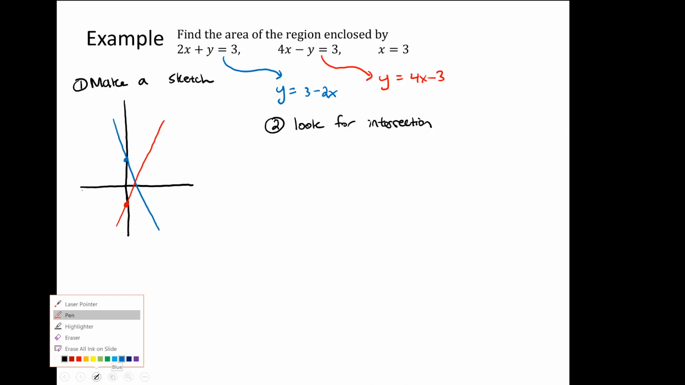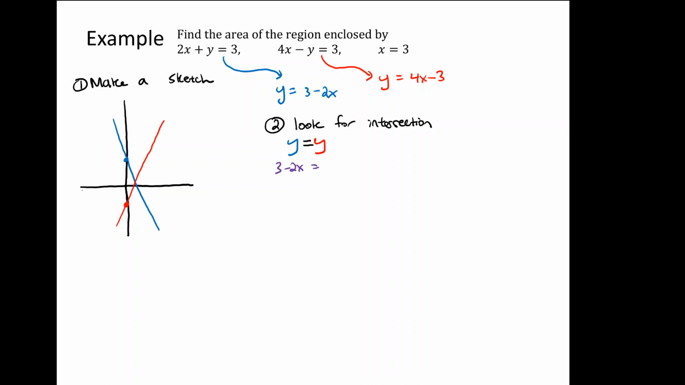When we do this, we're going to set y equal to y. Going to set those equal. So we have 3 minus 2x is equal to 4x minus 3. I'm going to add 3 to both sides, so 6, and then add 2x to both sides equals 6x, and that means x is equal to 1.